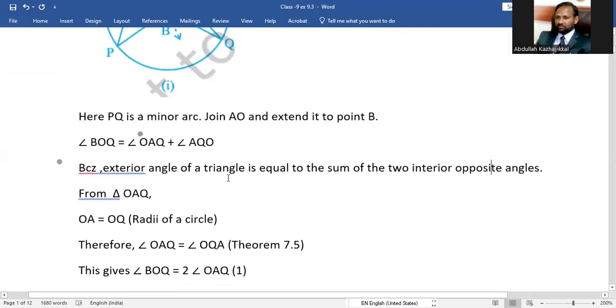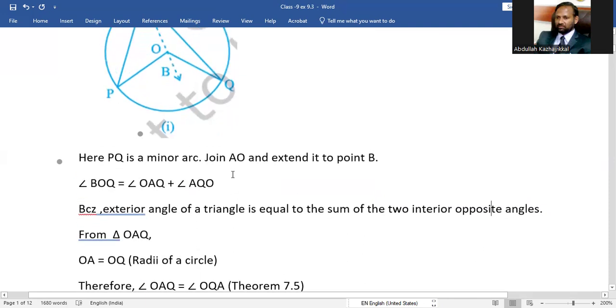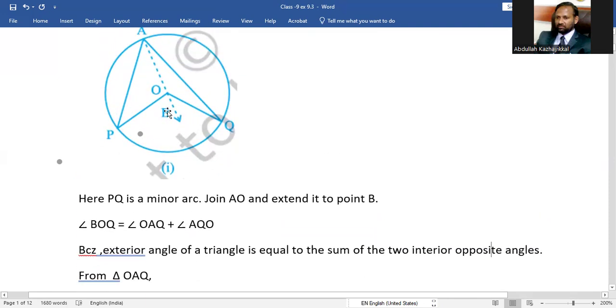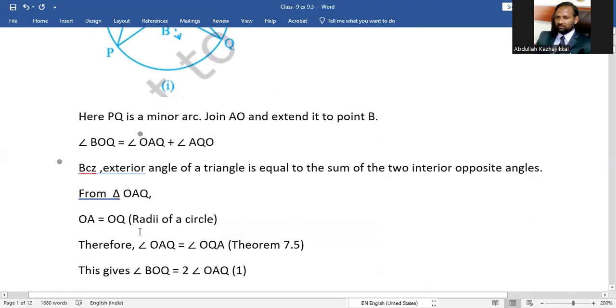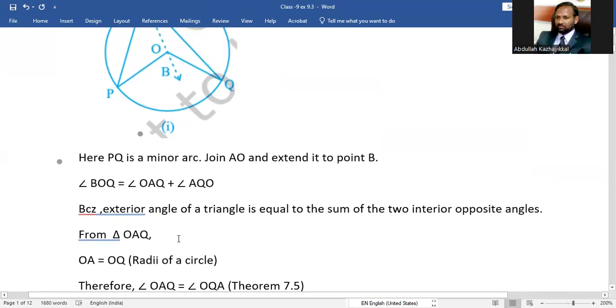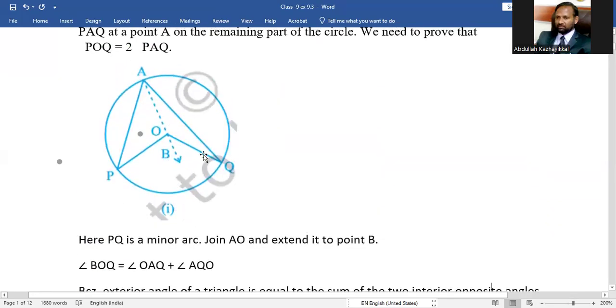So please understand the property. Now what we are going to show is that OA is equal to OB, OQ. That means these are radii of the circle, so the triangle is an isosceles triangle. Radii of two circles. Therefore, angle OAQ, the small angle, is equal to angle OQA. In an isosceles triangle, opposite angles are equal.